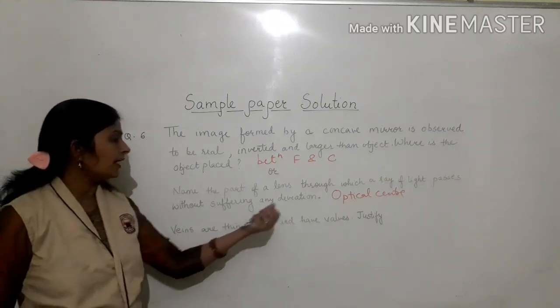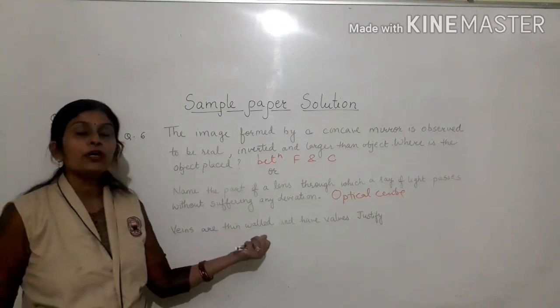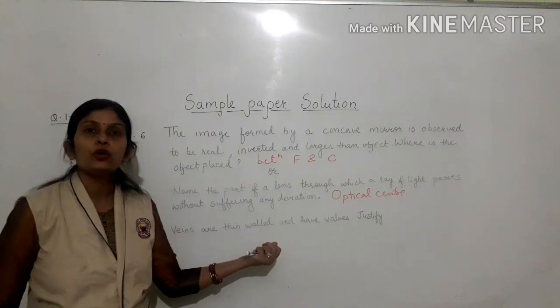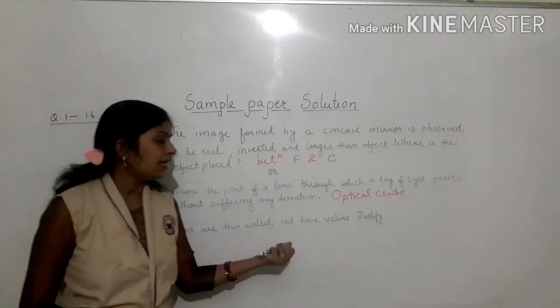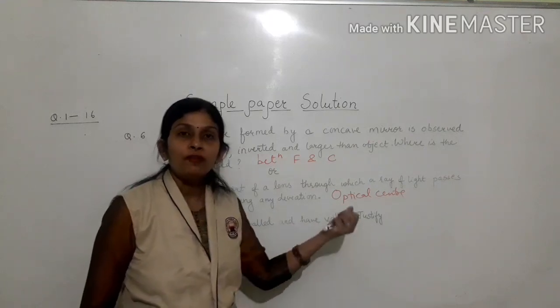Veins are thin-walled and have valves. So veins are thin-walled because blood flows in veins under very low pressure or no pressure. And to prevent its backward flow, valves are there.